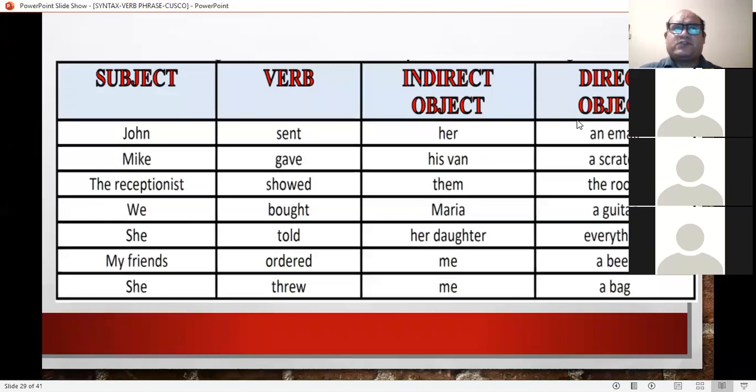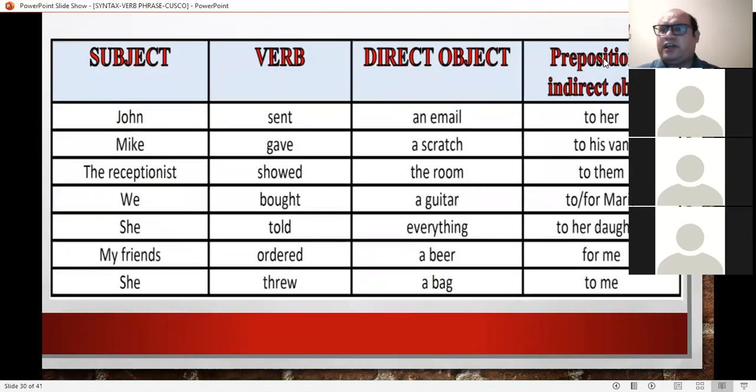So notice the structure. We have the subject, then the verb, then the indirect object, and finally the direct object. So this is the normal structure with the transitive verbs. Remember, the transitive verbs: indirect object, direct object. Now, in the other one, we have it inverted, right?